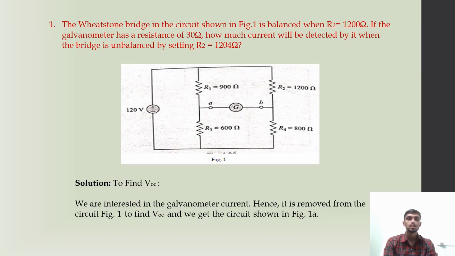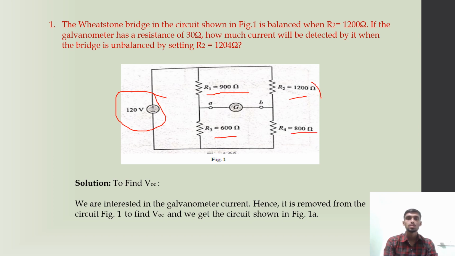This problem is an example for Thevenin's equivalent circuit. The Wheatstone bridge in the circuit shown in the figure is balanced when R2 is equal to 1200 ohm. If the galvanometer has a resistance of 30 ohm, how much current will be detected by it when the bridge is unbalanced by setting R2 equal to 1204 ohm? This is the circuit given for the problem, and the voltage is 120, and the four resistors are 900, 600, 1200, and 800.